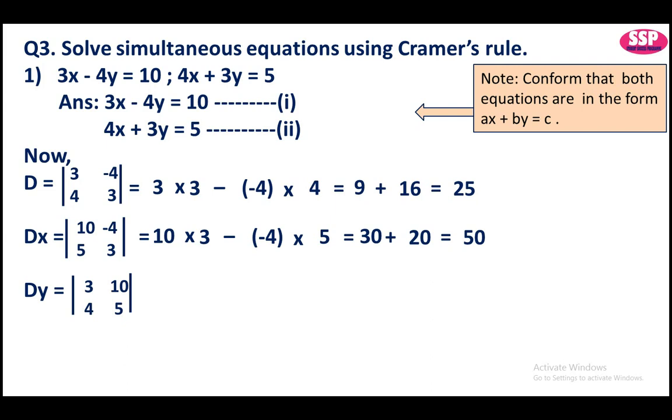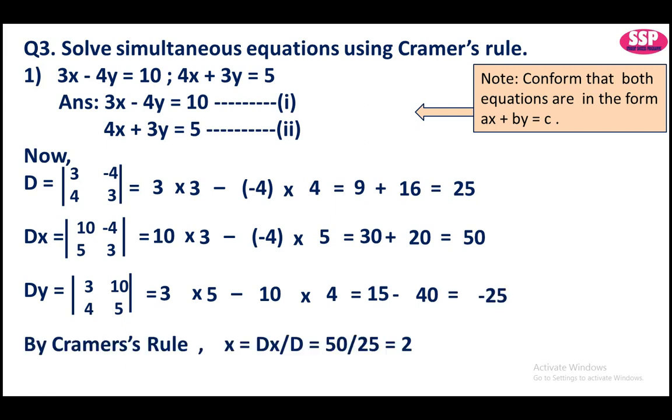After that, we will find the value of dy as earlier we have seen. 3 multiplied by 5 minus 10 multiplied by 4 is equal to 3 5s are 15 minus 10 4s are 40. That comes 15 minus 40 is equal to minus 25.